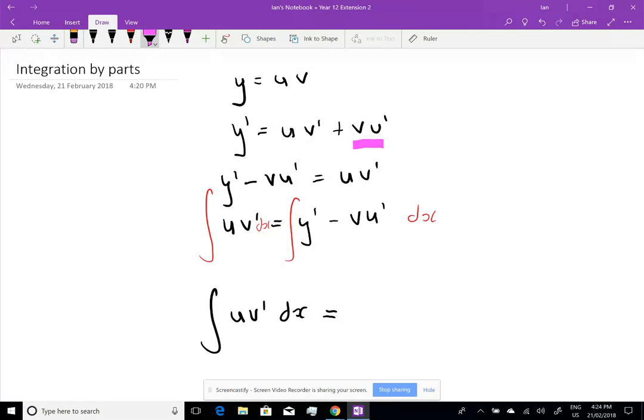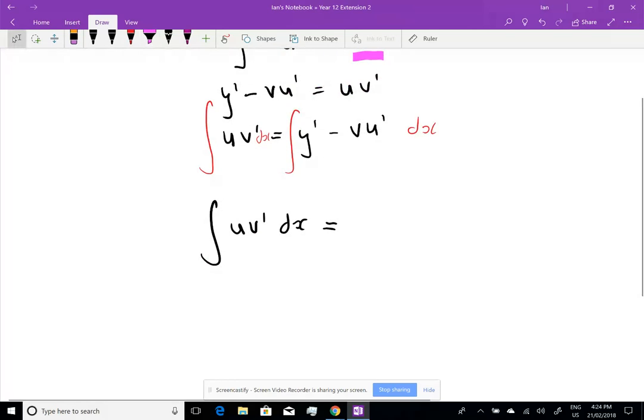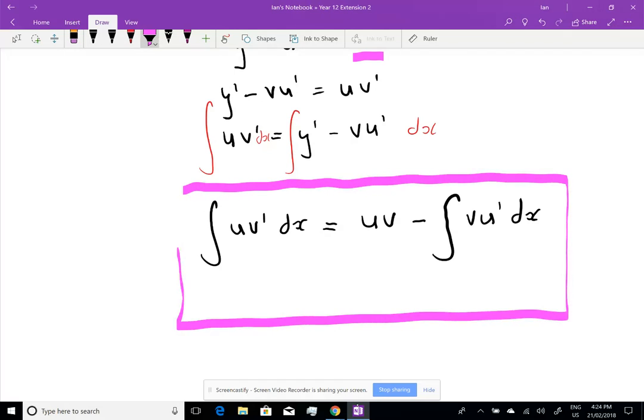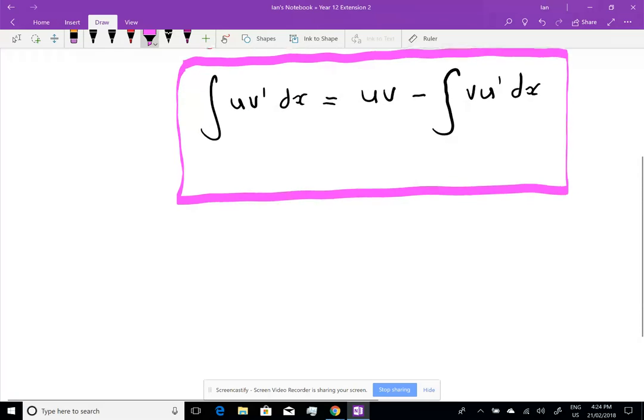And here it is here. So I'm just going to get uv, because I differentiate with respect to x, now when I integrate, minus the integral of v u dash dx. And that is our rule. And it's going to help us integrate by parts. So let's take an example.